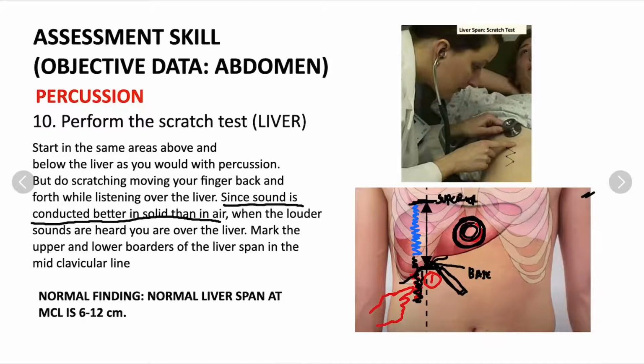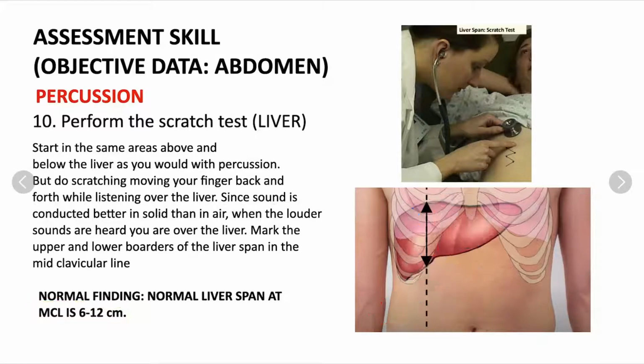So you measure this area, and the normal for it at the mid-clavicular line is at least 6 to 12 cm. Okay, so that's the liver span. You call the stretch from the base to the superior area the liver span. It's the extension of how high the liver is, determined by doing the scratch test.